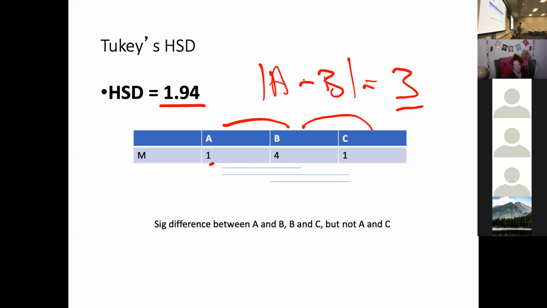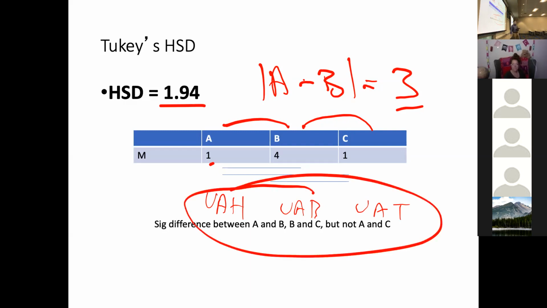How does this help in the real world? Yeah, so let's say we are testing UAH, UAB, and UA Tuscaloosa on their awesomeness scores, and lower is better in this case. We find that the awesomeness scores are different between these 3 groups when we actually run.